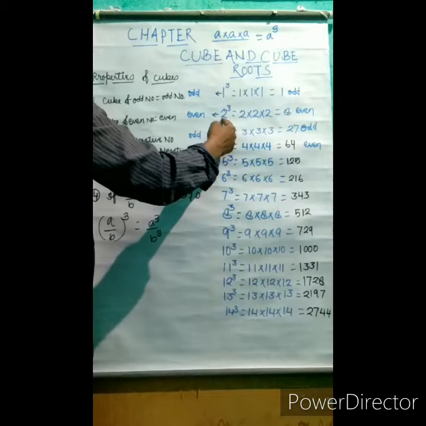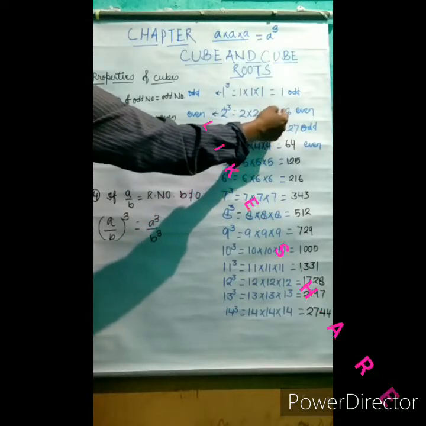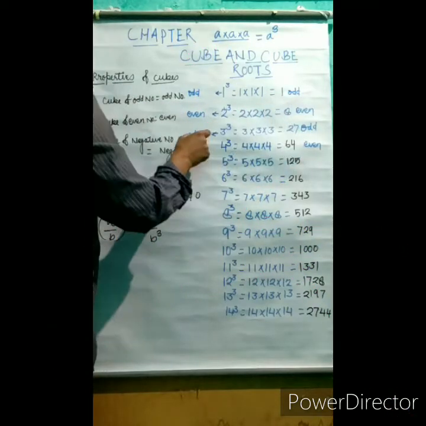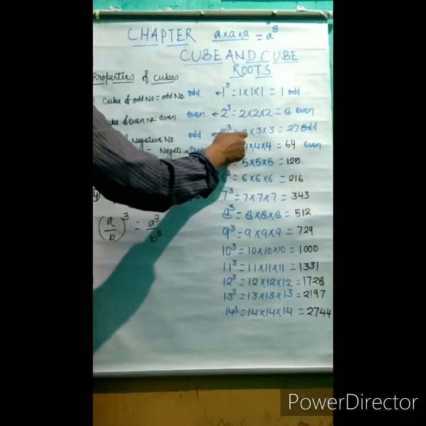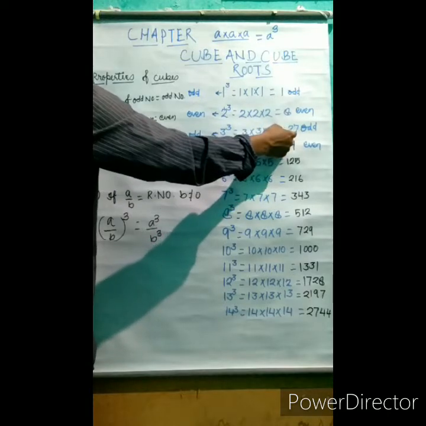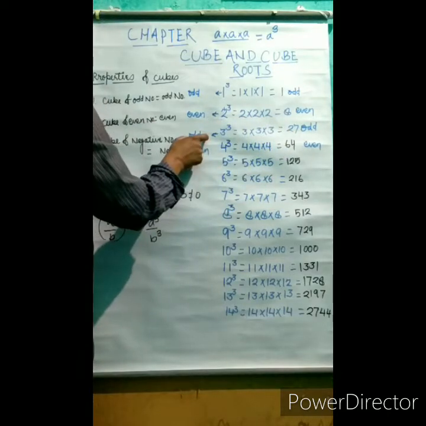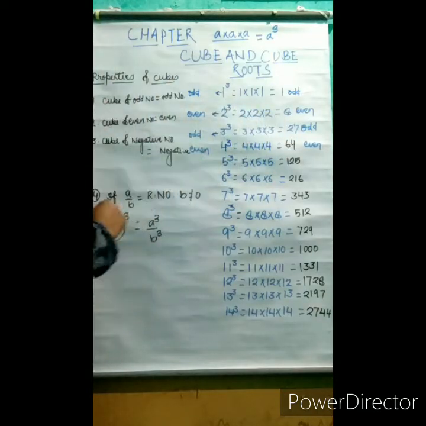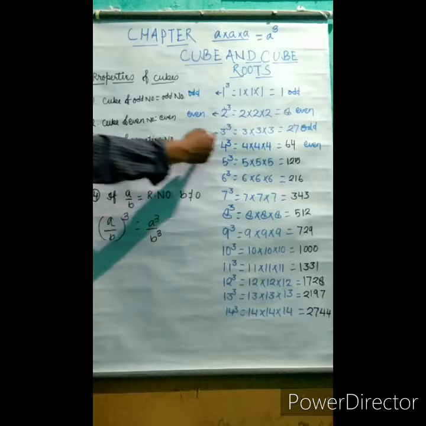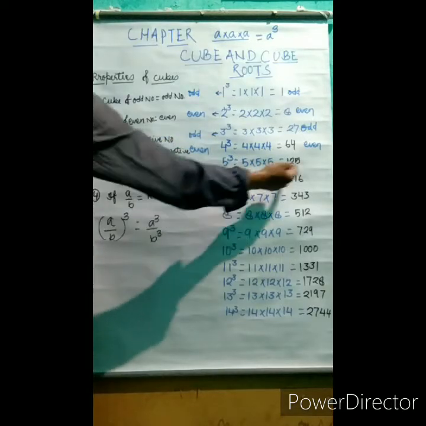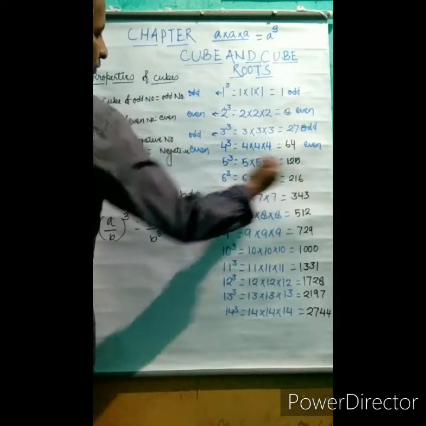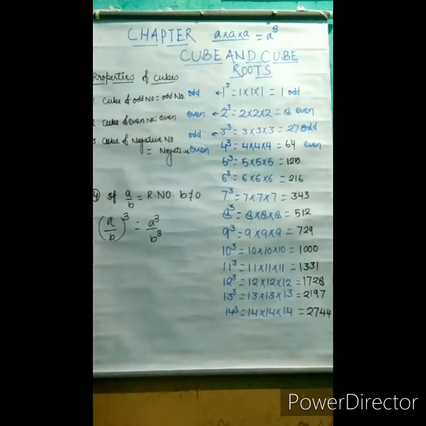2 is an even number, its cube 2 into 2 into 2 is equal to 8, which is an even number. Means an even number's cube is always even. 3 is an odd number. If you multiply it 3 times, it becomes 27. So 3 is an odd number, and its cube is also an odd number. Same way, 5 is an odd number, its cube is also odd. 6 is an even number, its cube is even. So this was the first property: the cube of an odd number is an odd number.